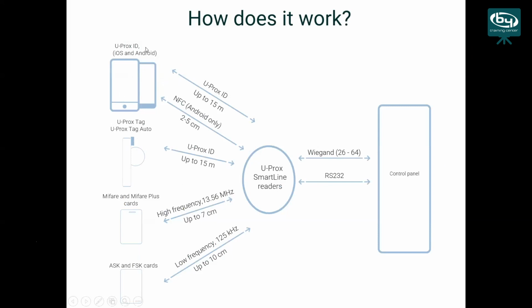We have the Bluetooth or NFC. We have the active tag readers, which operate at 2.4 gigahertz. We have MIFARE frequency, which works at 13.56 megahertz, and also we have the EM frequency, which is 125 kilohertz. And this device could be integrated, or it could work directly with Wiegand 26 to 64, or also RS232, with the control panel.